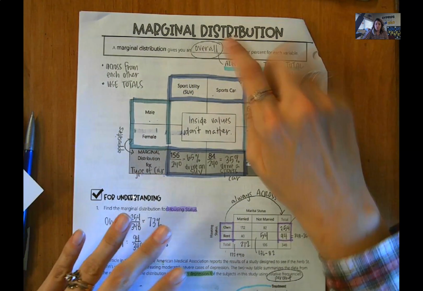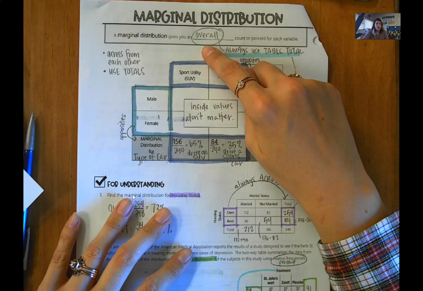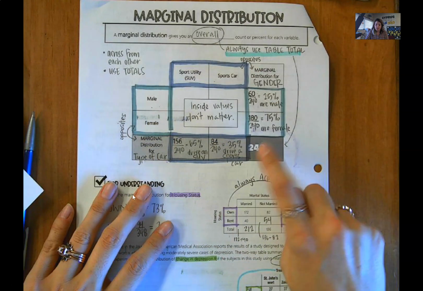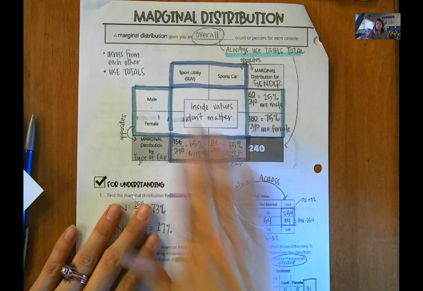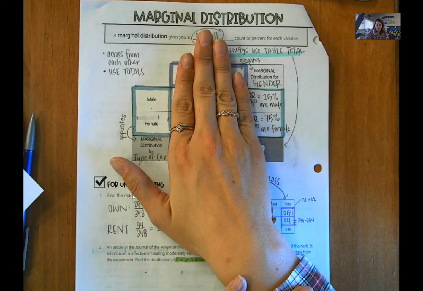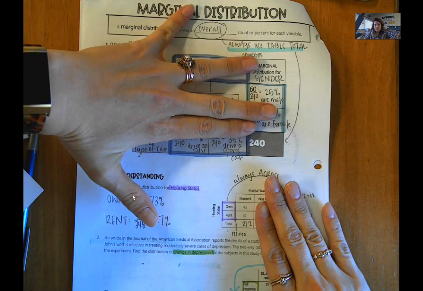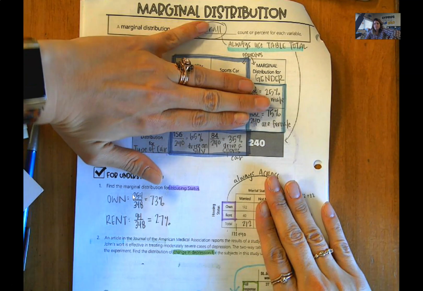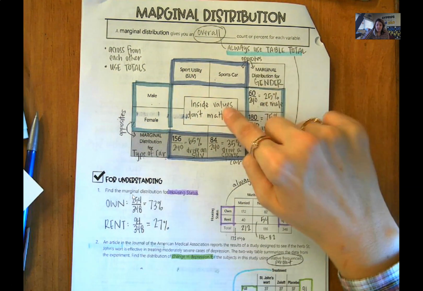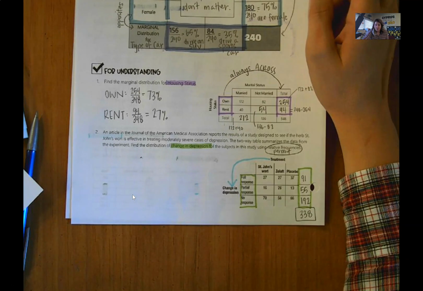So a marginal distribution depends on the overall or the total number of observations in a data set. So you're always using the table total. You only care about the outermost columns, and they're always across from each other. Like so. My paper did a little bit better job than that. So across from each other, inside values do not matter. I think that that's about it.